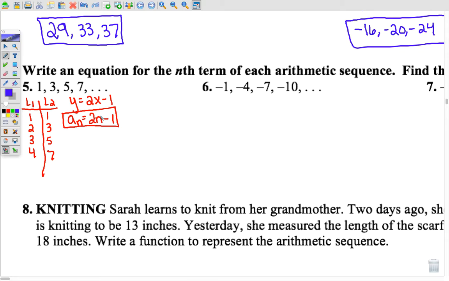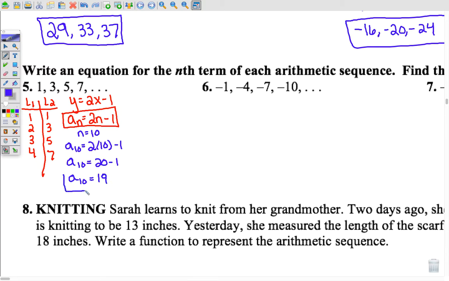The second thing we have to do is find the 10th term. So what that means when it says a 10th term is we know n is going to be equal to 10. So everywhere we see an n, we're going to replace it with 10. So we have A sub 10 is equal to 2 instead of n, remember n is 10, minus 1. So we have A sub 10 is equal to 2 times 10 is 20, and we just have to subtract 1. So A sub 10 is equal to 20 minus 1 is 19.